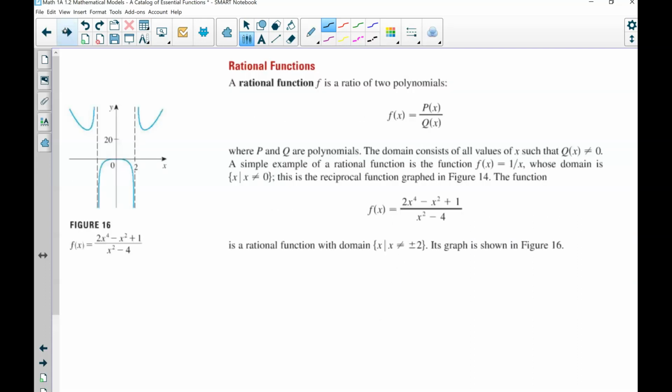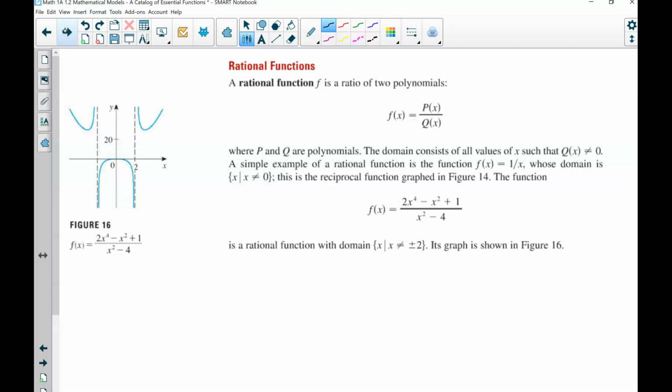Then we also have what we call our rational functions. A rational function f is a ratio of two polynomials, f of x equals p of x over q of x, where p and q are polynomials. The domain consists of all the values of x such that the denominator cannot equal 0. A simple example of a rational function is f of x equals 1 over x, whose domain is x such that x cannot equal 0. This is the reciprocal function graphed in figure 14.